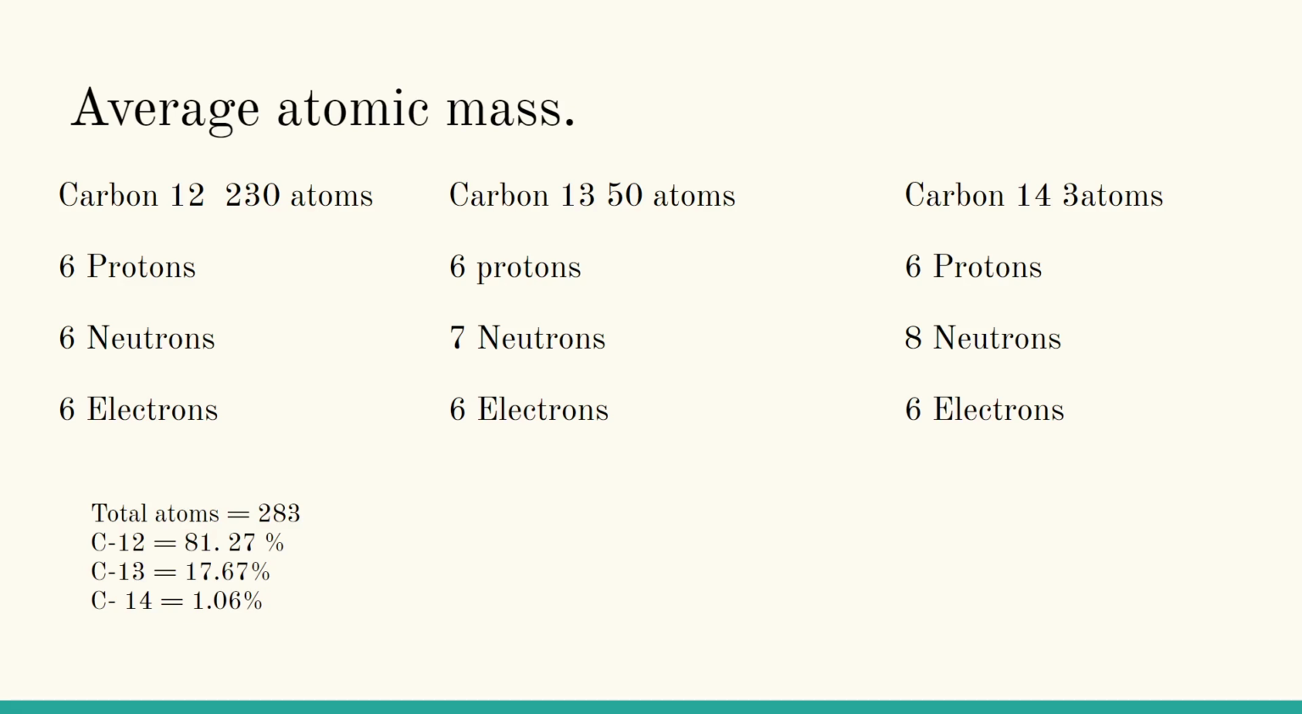Once we have our percents, what we'll do is add up the amount of weight that they provide for our average atomic mass. We'll do that by multiplying the mass of each isotope of carbon by its percent. So we'll take carbon-12 times 81.27%, and that's how much weight is provided by that isotope. Carbon-13, likewise, is going to be multiplied by 17.67%, and then carbon-14 will be multiplied by the 1.06%.